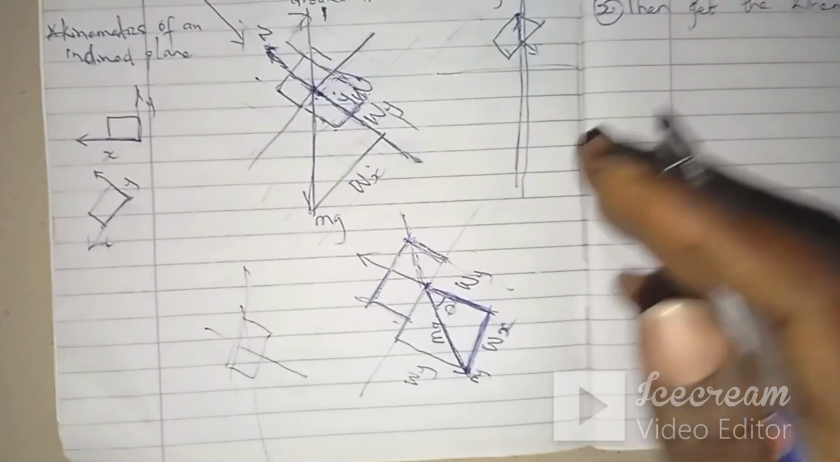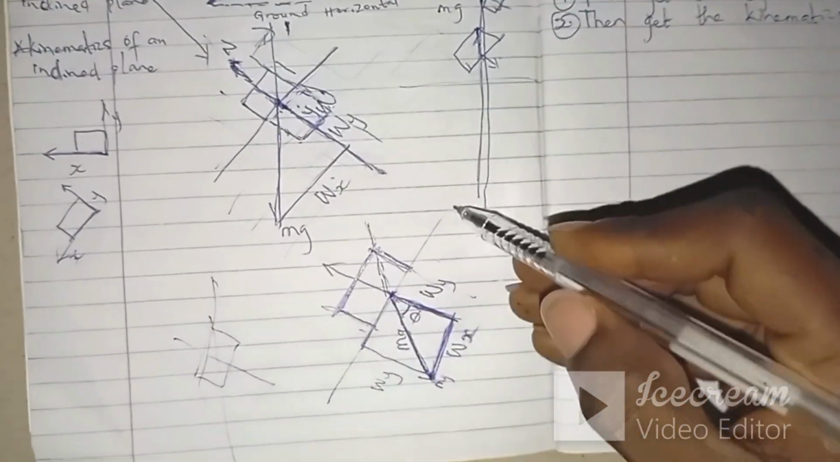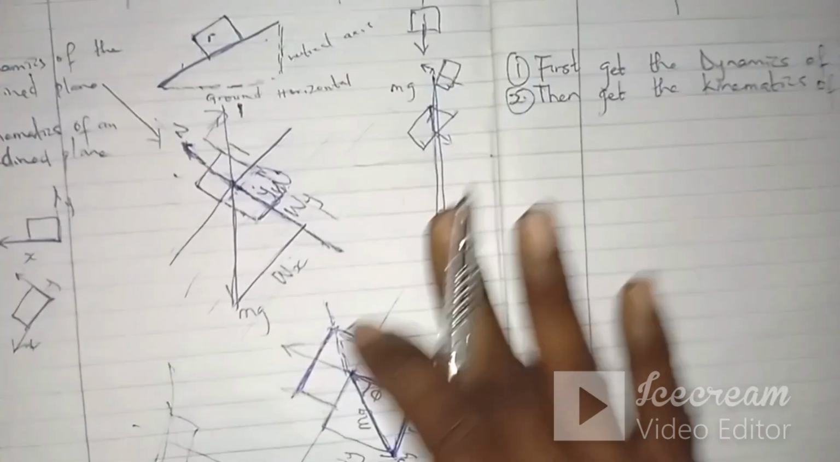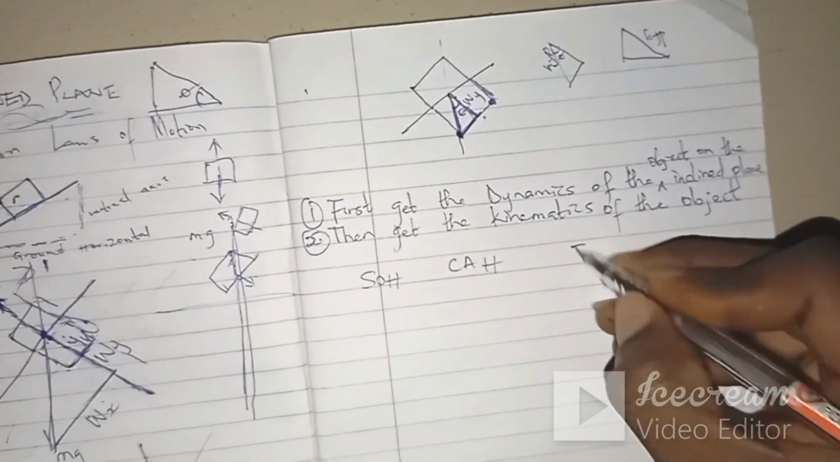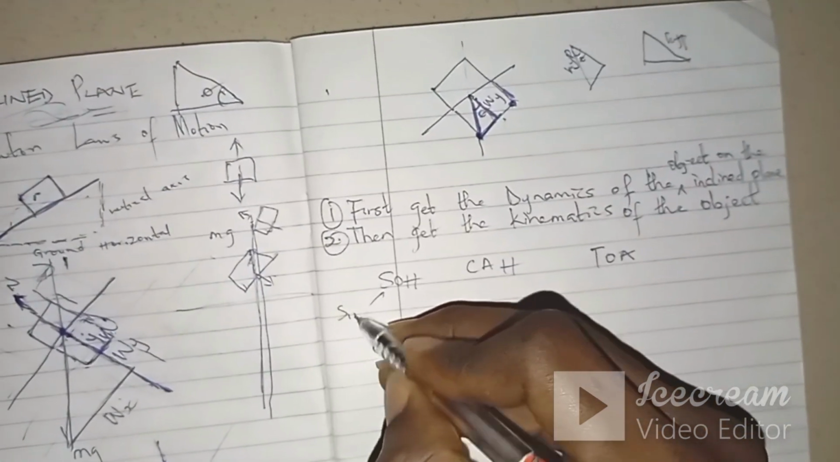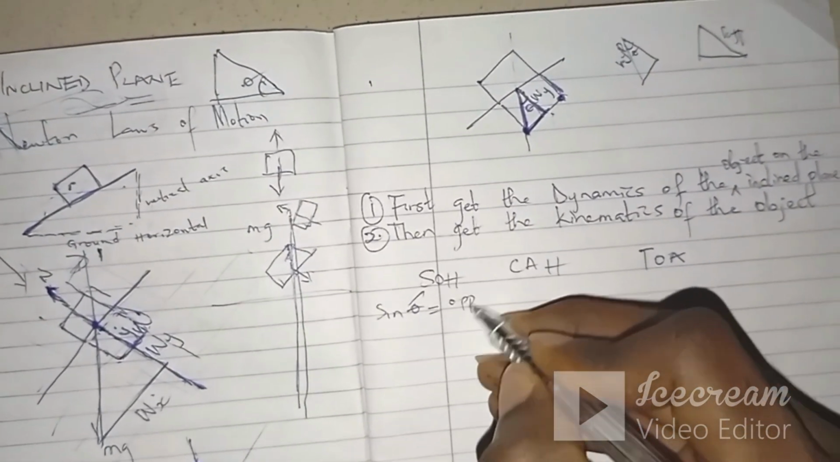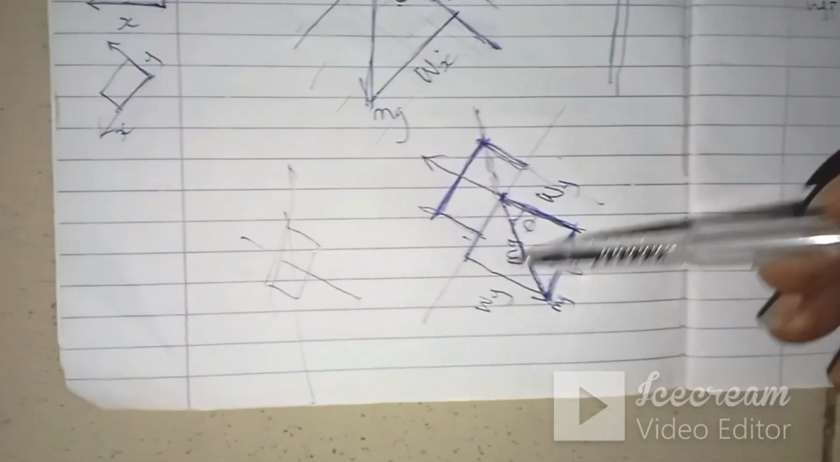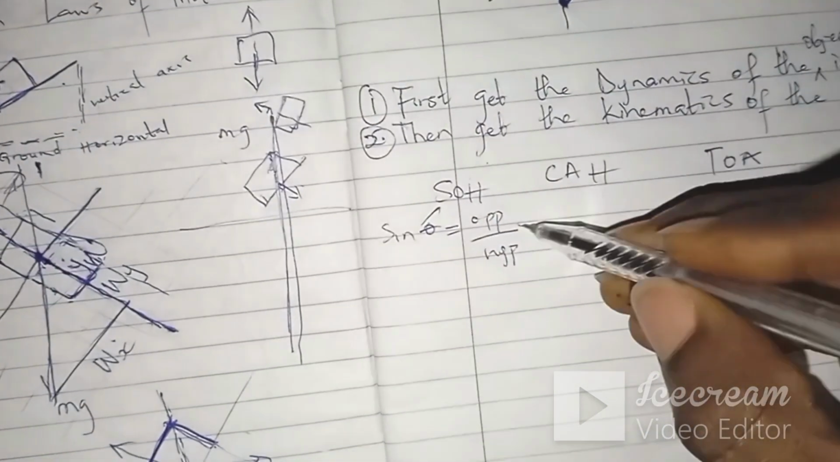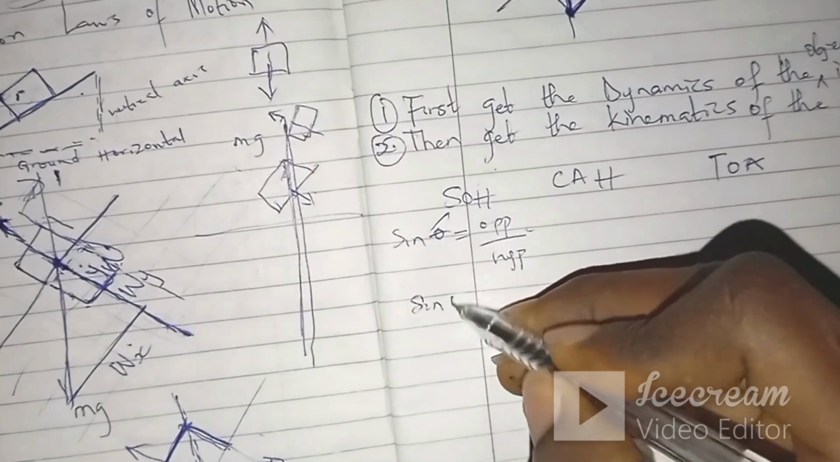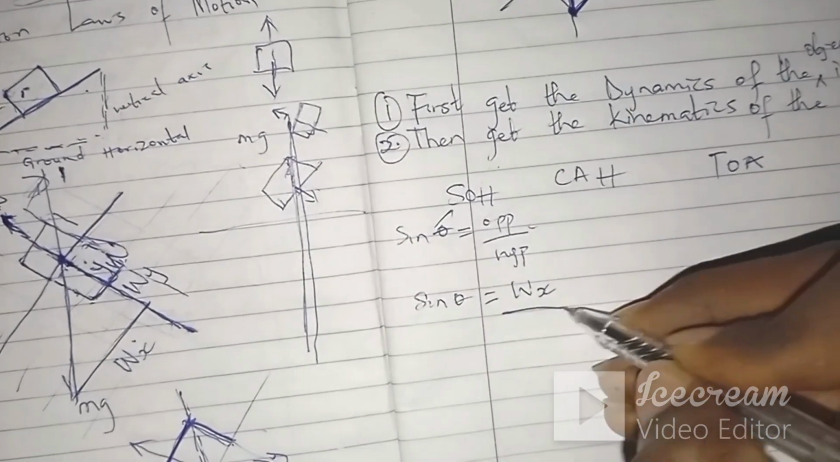So applying SOHCAHTOA now, remember that this is an inclined plane. So sine theta will be equal to opposite over hypotenuse. Now remember, if I look at this very well, which side is theta? This is theta. The side facing theta is opposite. So sine theta is equal to Wx over the hypotenuse.